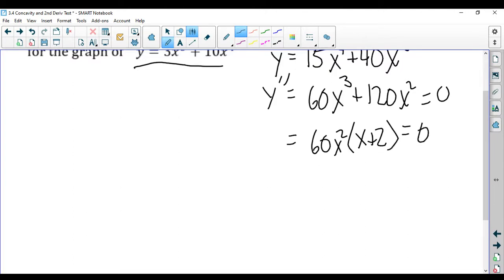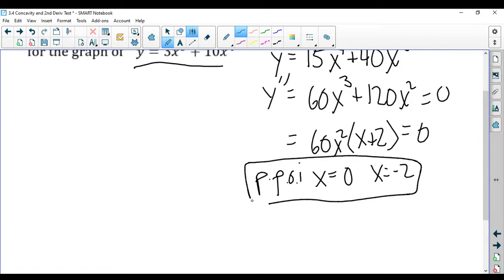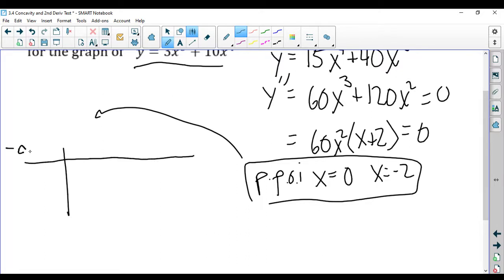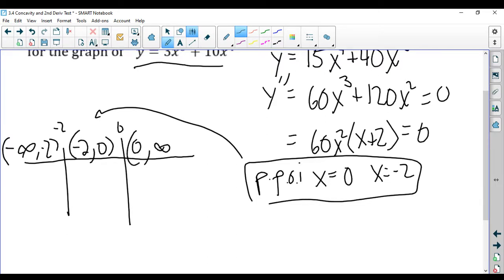And we'll get the possible points of inflection, PPOI, at x equals 0 and x equals -2. Now, just like with the first derivative and finding out where it's increasing or decreasing, we're going to make a chart. But instead of using critical numbers, we're going to use these possible inflections. So the chart goes from negative infinity to -2, -2 to 0, and then from 0 to infinity.